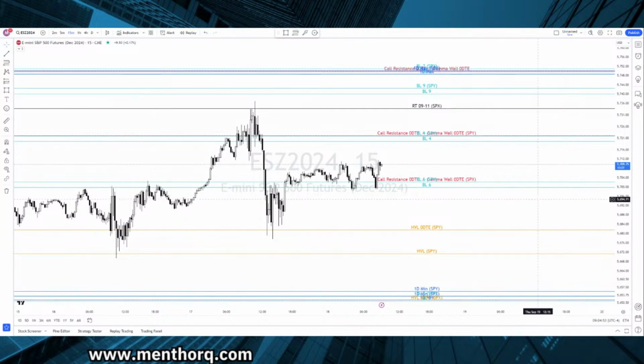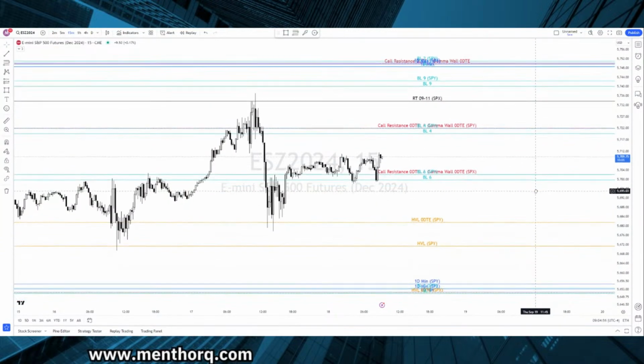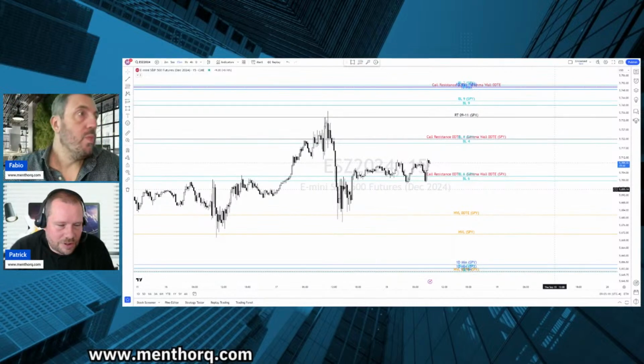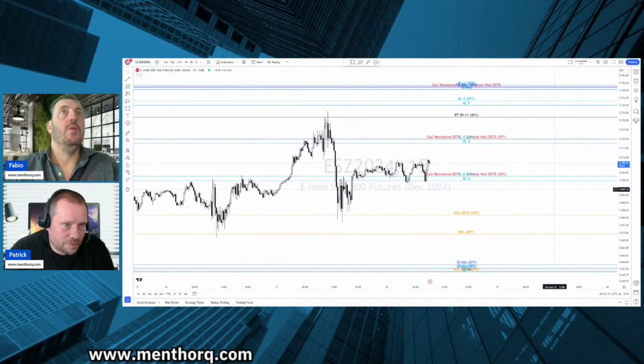Those are the levels. I will make a screenshot from this. I will post this in the free Discord for everyone, so that you can have an idea of how it looks. And I will say, Fabio, this is from my side for this morning, to give you an idea about the levels. And I will pass this now to you, Fabio.